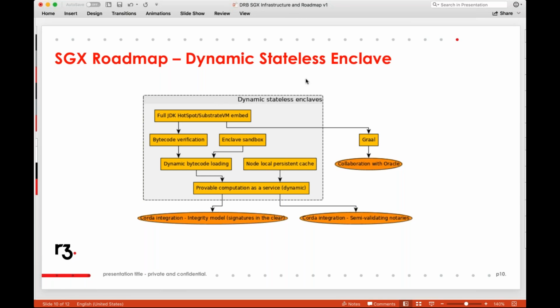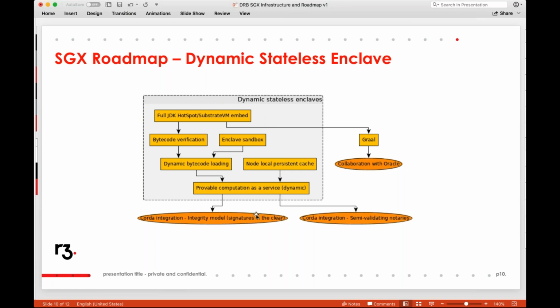This is dynamic stateless enclaves. So this means that we would be able to load bytecode onto the enclave dynamically. And obviously this requires some care, like we need to do proper sandboxing. We need to do bytecode verification. But once we have this, we have a true integration point to Corda, which is we can load contracts onto the enclave dynamically, and we can do verification.